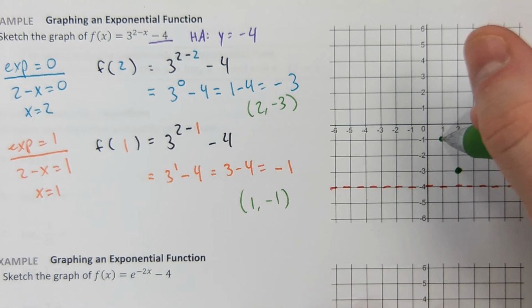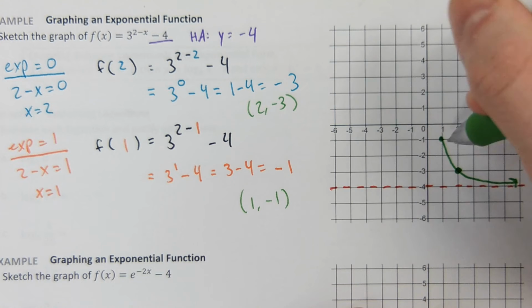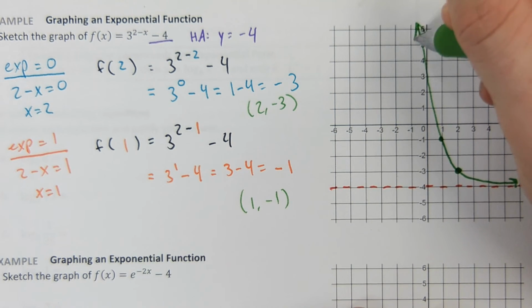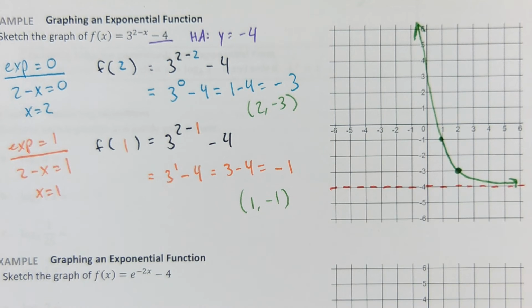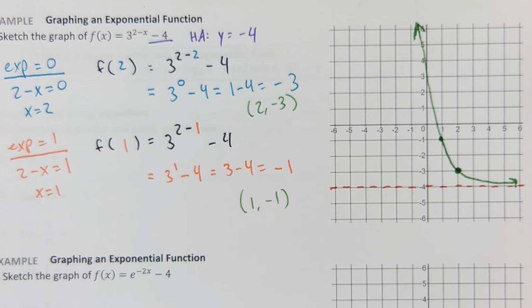Let's see, how do I do this so that it looks good? Could we get more points? Absolutely, we could. We could throw in x equals 0 and get y equals 5. I was close. I missed it a little bit, but whatever.